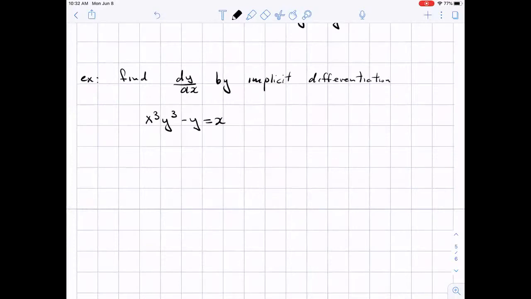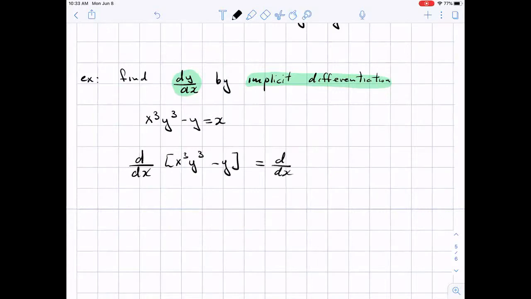So we're finding dy/dx, okay? We're still finding dy/dx, but now we're using implicit differentiation. The reason I specify implicit differentiation is that sometimes you can solve the function for y and use it explicitly. In this case, I don't want you to do that if you could, okay? So remember step one, right? Step one says to differentiate both sides. So d/dx of x cubed y cubed minus y and d/dx of x.